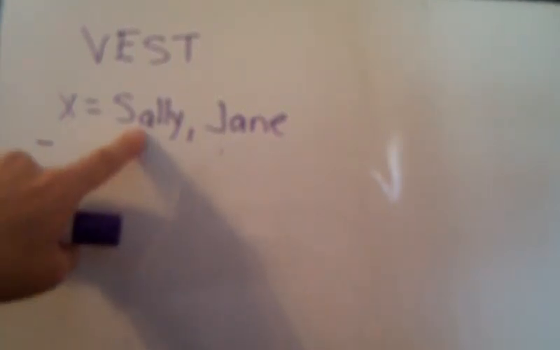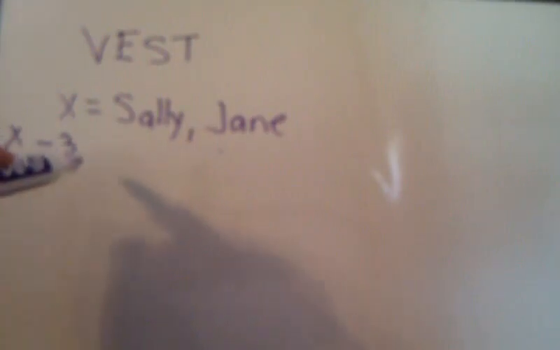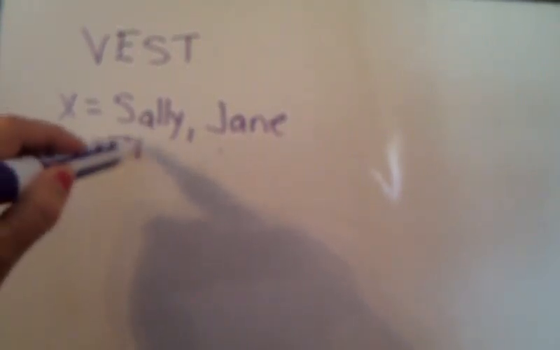And it says Tim is 3 years younger. What does younger mean? Okay, younger means subtract. Tim is younger, so which one is larger? Tim or Sally? Well, obviously Sally's older, so it's going to be X minus 3. And this is Tim. X minus 3 equals Tim. Okay, I've identified my variables.